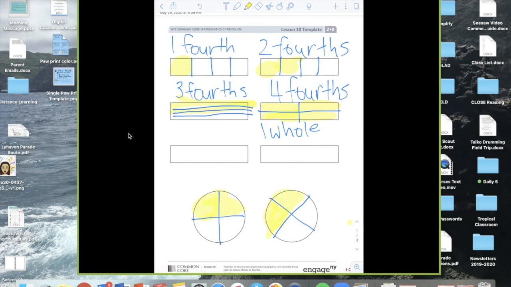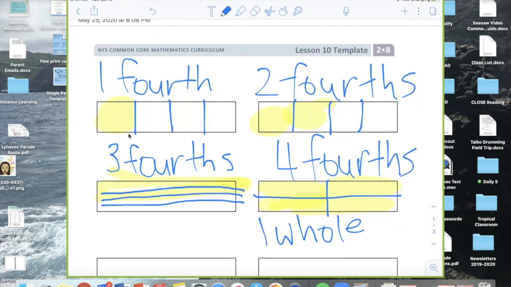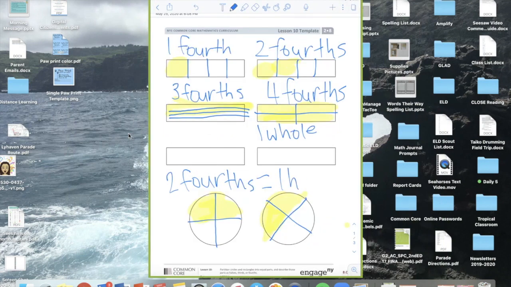Take a look at this. So this is 2/4, but if you notice, you can also see that it is 1/2. So 2/4 also equals 1/2. Okay? So if you shade in 2/4, it can also mean 1/2 because half of the shape is shaded.